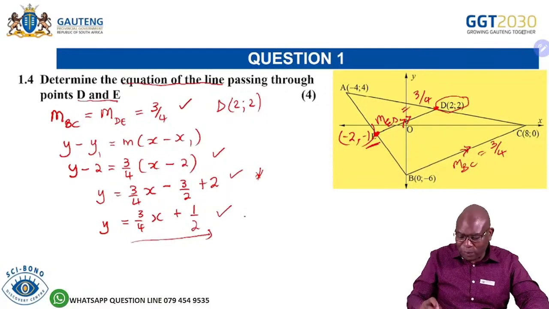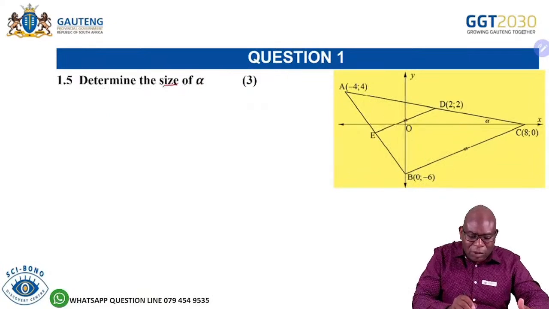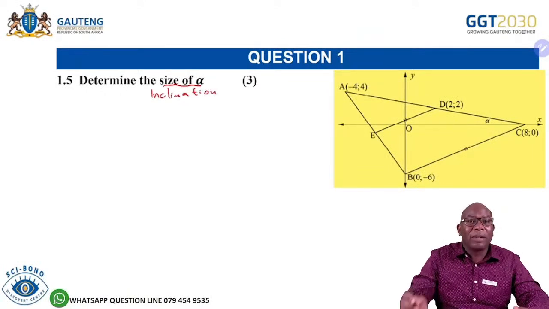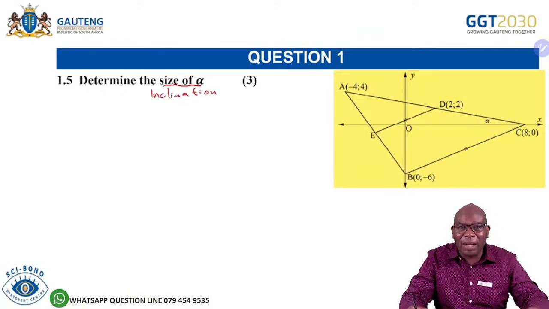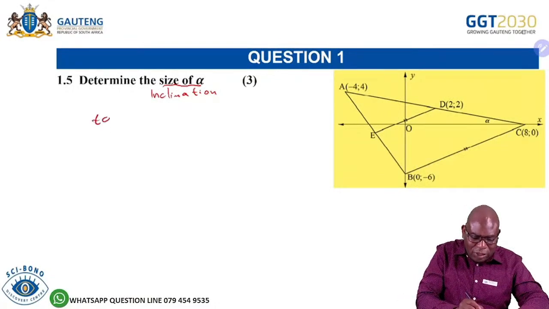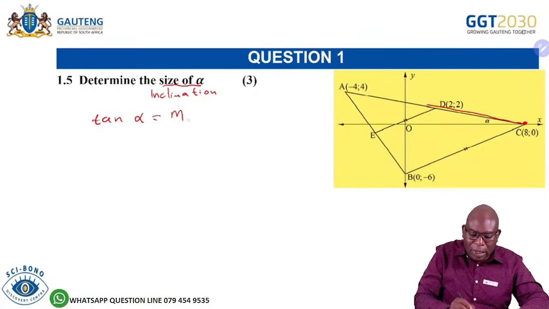Okay, so right. 1.5, the size of that. So that size, it's nothing else but inclination. You have seen that word inclination. So we need the angle. What do you know about the angle? The angle is going to be the tangent of that angle. So the tangent is equal to the gradient. The gradient of what? Of this line here. Therefore, I can say the gradient of AC.